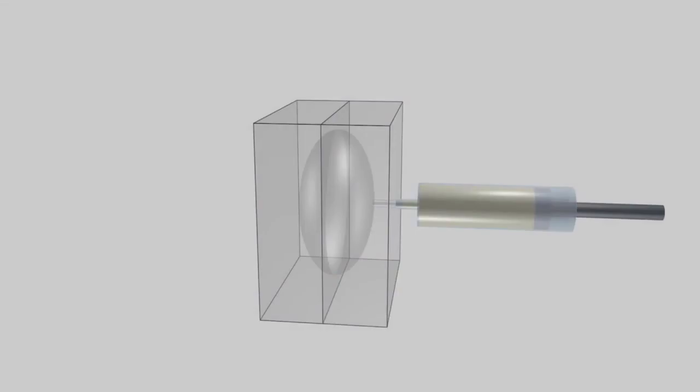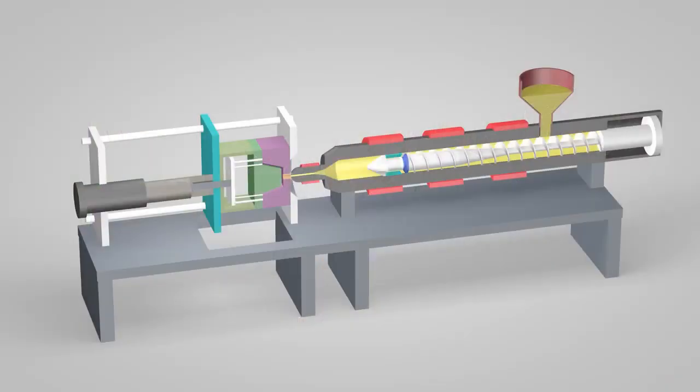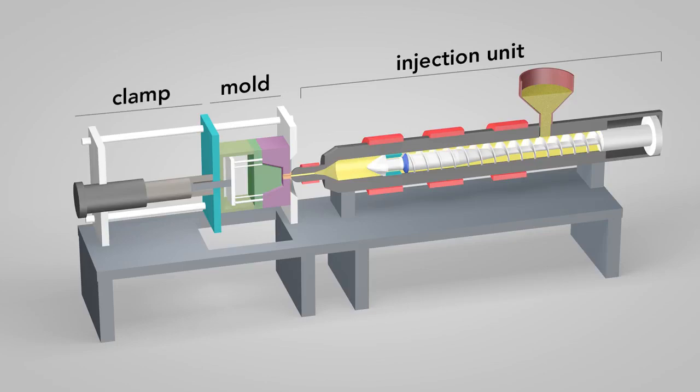In principle, injection molding is simple. Melt plastic, inject it into a mold, let it cool, and then out pops a plastic product. In reality, injection molding is an intricate and complex process. An injection molding machine has three main parts: the injection unit, the mold, and the clamp.